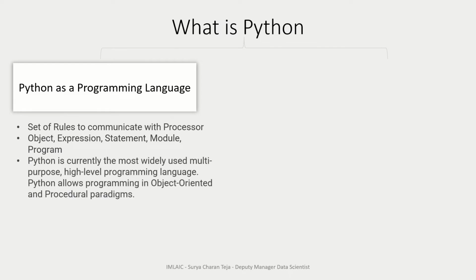And a textbook definition: Python is currently the most widely used multi-purpose high-level programming language. Obviously, Python allows programming in object-oriented and procedural paradigms. That's the benefit of Python, whereas it's not the same with Java and C. So this is what our Python is.